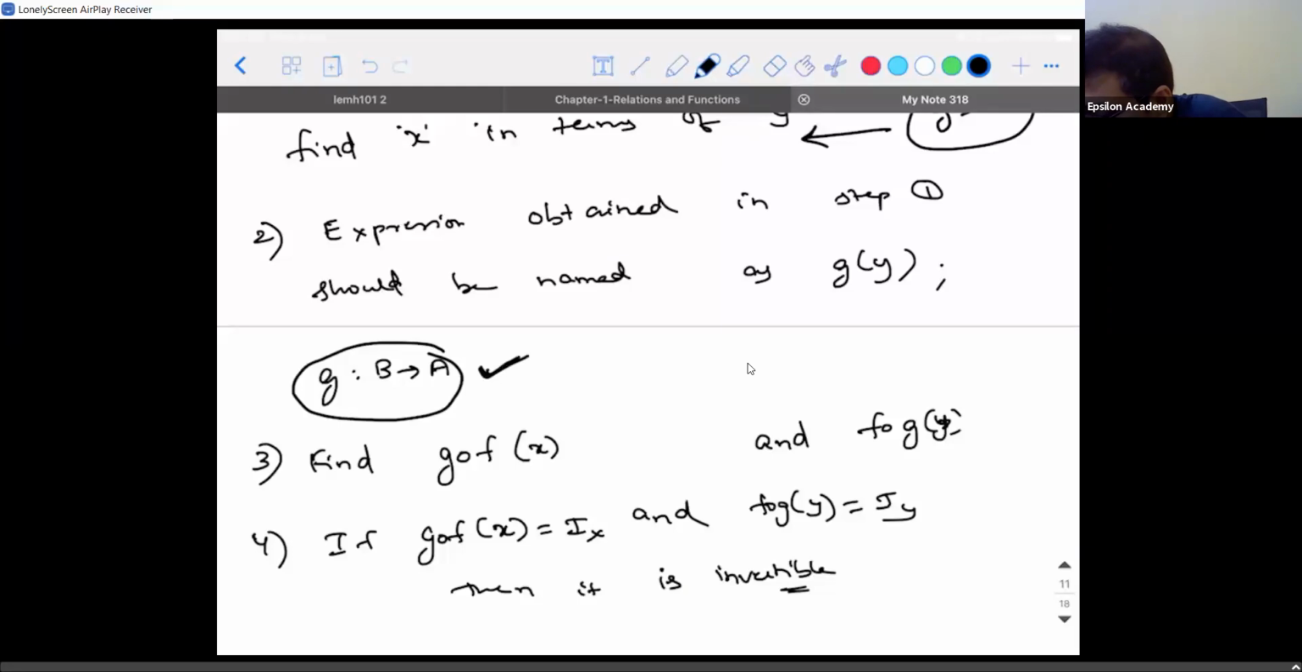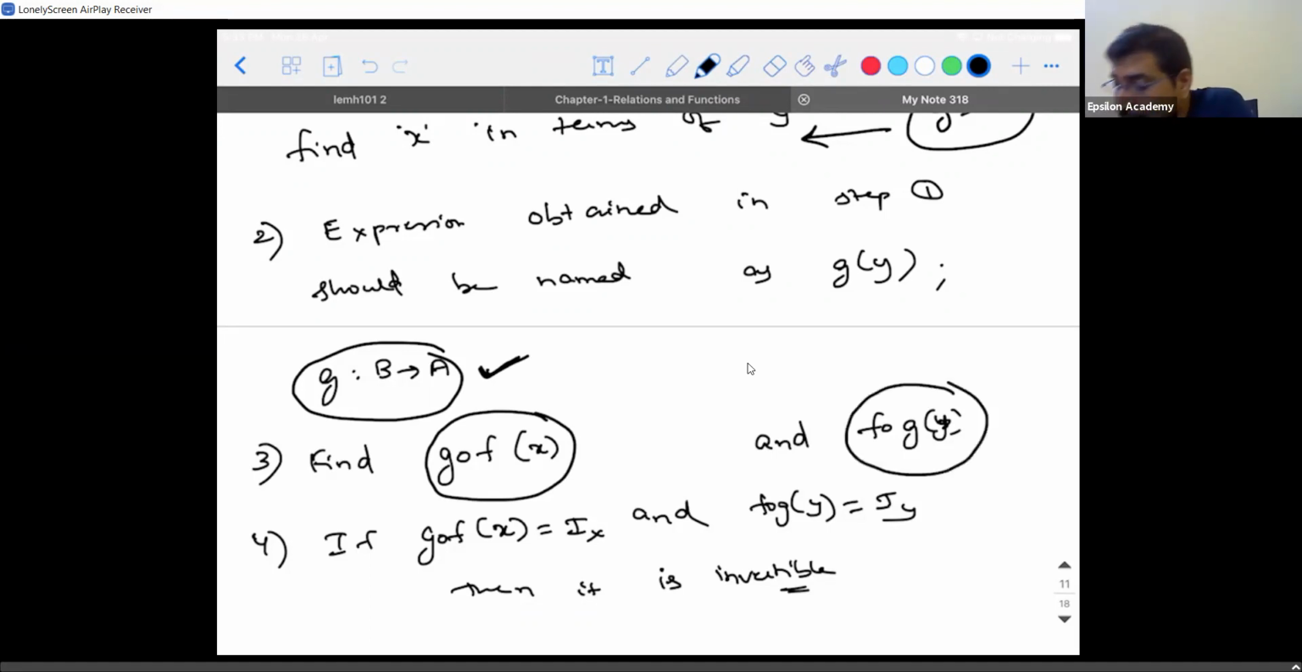If I find the composition of g circle f, and if I find the composition of f circle g, it should give identity functions. It should give me Ix and Iy respectively. If they are able to give me that kind of an answer, then yes, the given function is invertible. If not, it is not an invertible function. All these things are supposed to happen within the defined domain and the codomain. That is the important point we need to concentrate on. So everything should happen within the given domain and the codomain. So the important point you need to always concentrate upon is what is set A and what is set B. If you miss that, you're gone.